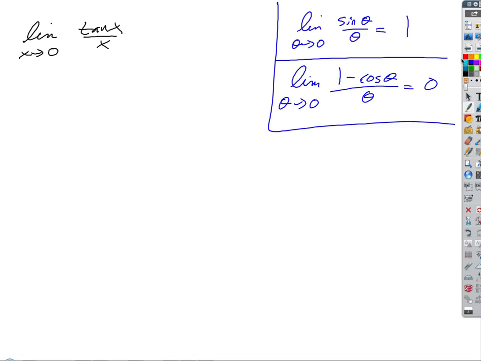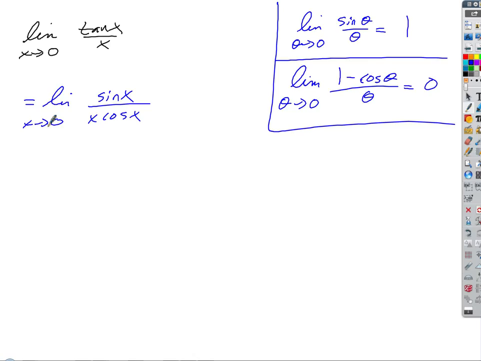Can you change the tangent, because you know the tangent is sine over cosine? Okay, good. And that's always a good first step. Whenever you're given a compound trig function, a trig function that's built from sines and cosines, you can always just write it in terms of sines and cosines. So we're going to rewrite this as the limit of sine x over x cosine x. Everybody agree? Okay.